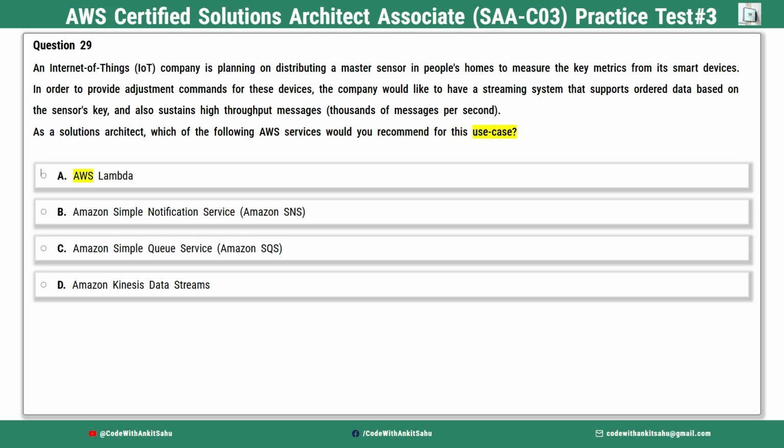Option A. AWS Lambda. Option B. Amazon Simple Notification Service, Amazon SNS. Option C. Amazon Simple Queue Service, Amazon SQS. Option D. Amazon Kinesis Data Streams.